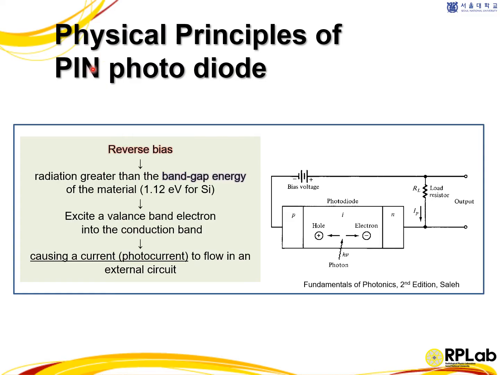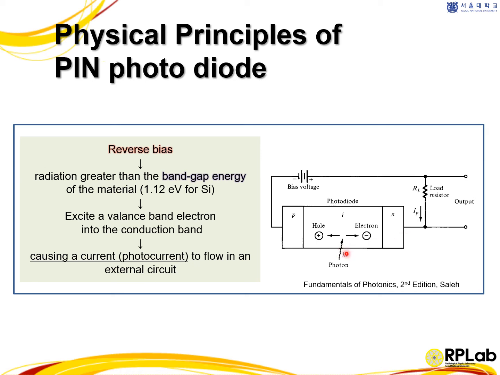Let's look at the physical principle of the PIN photodiode. This is a PIN photodiode, so you have the intrinsic region. They are in reverse bias position. The PIN is connected to the bias voltage. You can see it is reverse biased, with the negative terminal connected to the p-type and the positive terminal connected to the n-type.